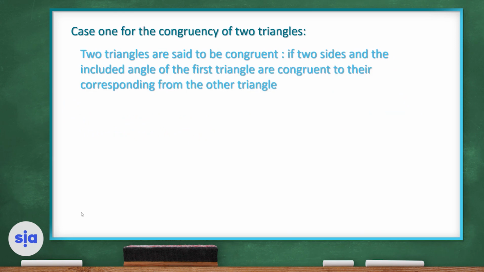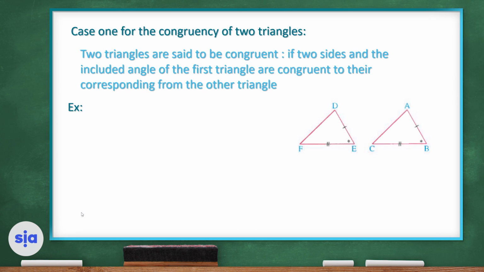Let's now go to case 1 for the congruency of 2 triangles. 2 triangles are said to be congruent if 2 sides and the included angle of the first triangle are congruent to their corresponding from the other triangle. Let's see this example to understand it more.